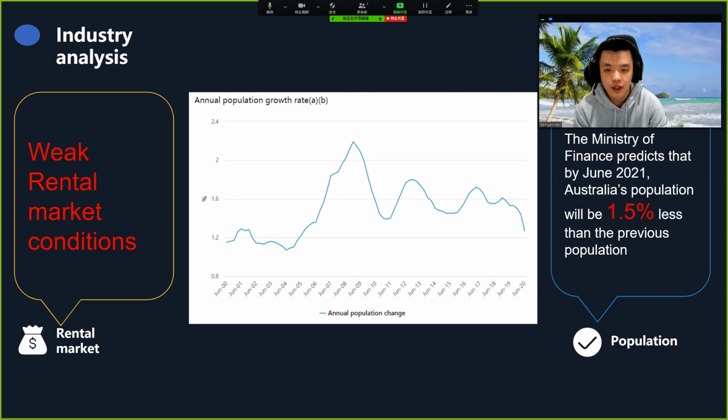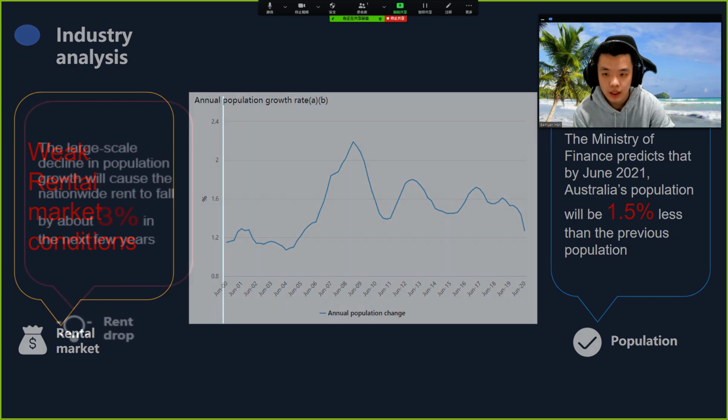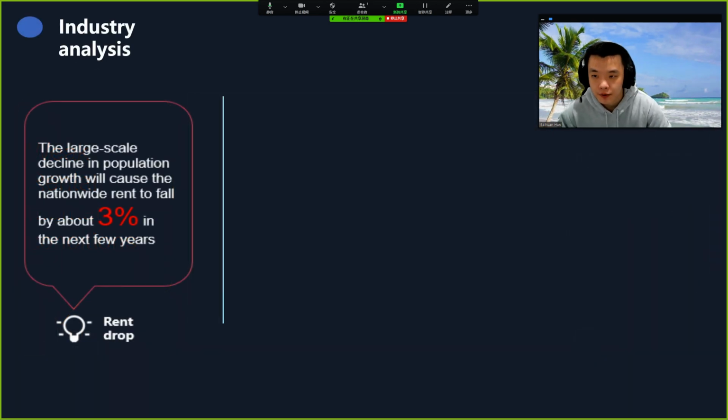Secondly, due to the Australian government closure of international borders, net migration from abroad is expected to slow considerably, reducing demand for housing in the coming year. The Treasury predicts that by June 2021, Australia's population will be 1.5% smaller than it was before, equivalent to about 40,000 people.